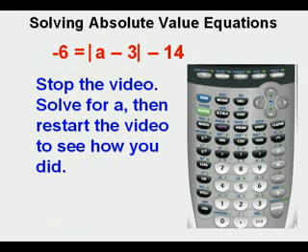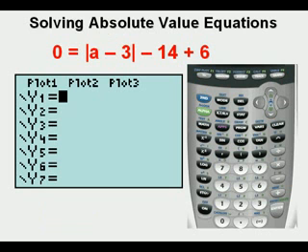Stop the video and see if you can solve this one, then restart it to see how you did. All right, the first thing we can do is move that -6 to the right of the equal sign to get 0 by itself on the left. And on the right that becomes +6, and we have 0 on the left, and we're ready to enter this in the calculator.